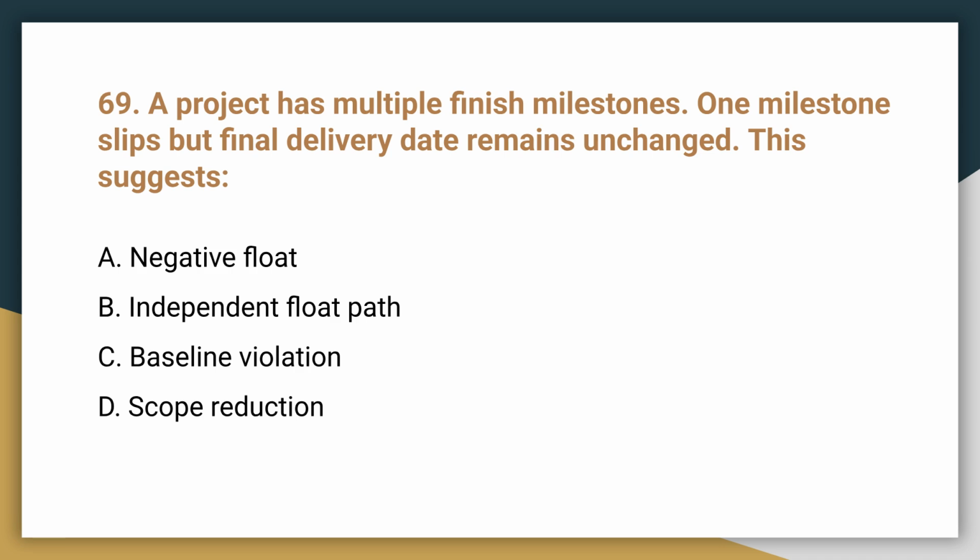Question 69. A project has multiple finish milestones. One milestone slips, but the final delivery date remains unchanged. What does this suggest? This suggests B. Independent float path. The slipped milestone is likely on a non-critical path with available float.